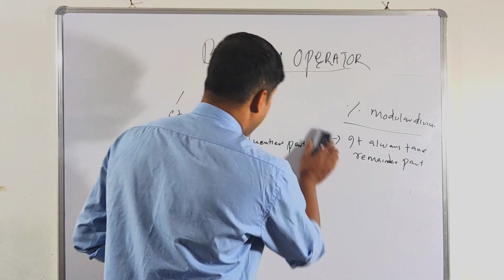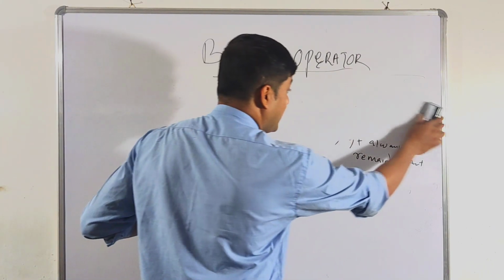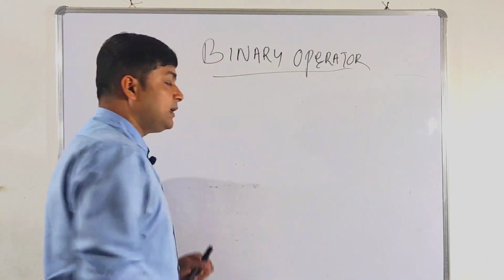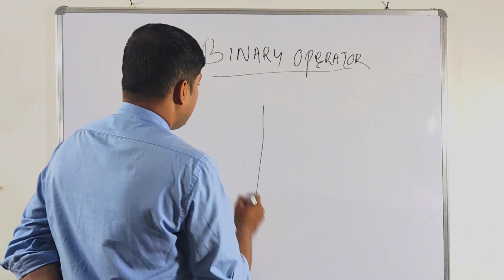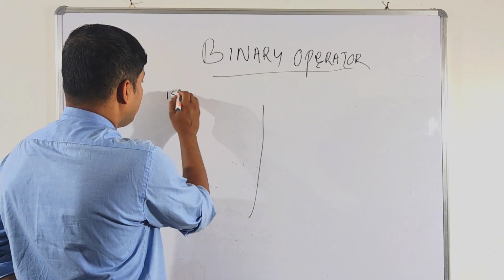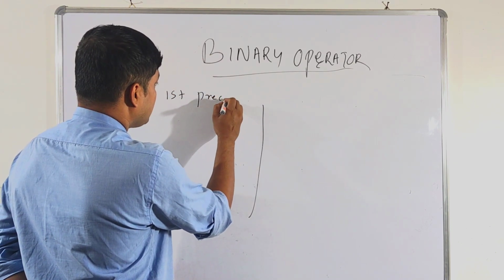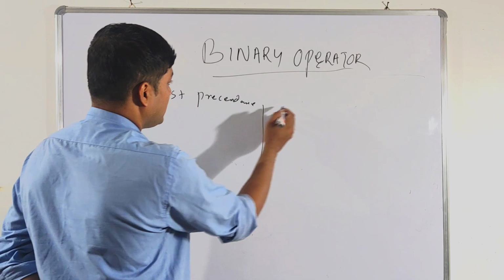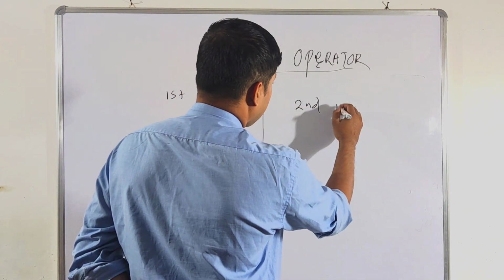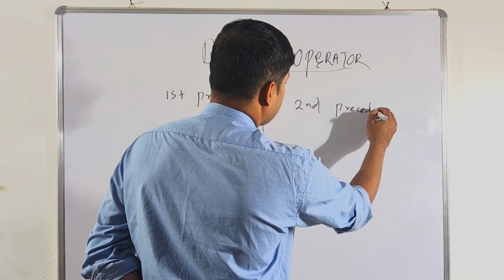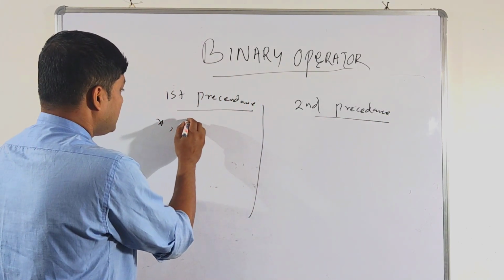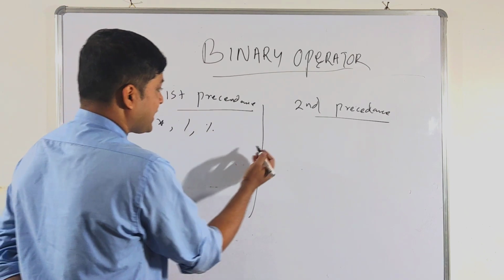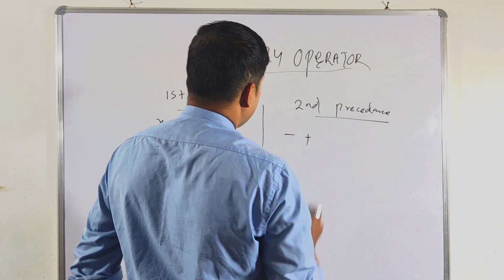So in arithmetic operators, what operators are present in binary operator? The binary operator has two precedences: first precedence and second precedence. In first precedence: multiplication, straight division, modular division. Second precedence: minus, plus.